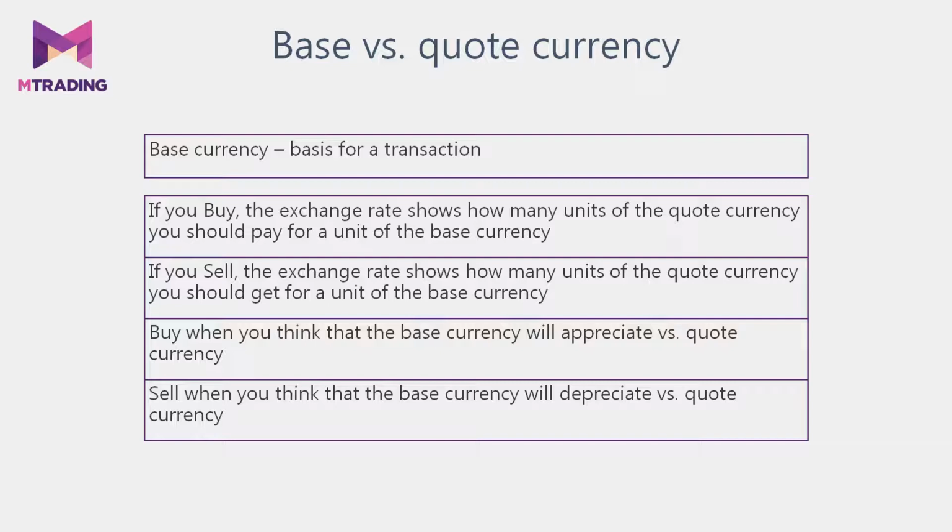Base currency is the basis for a transaction. If you buy, the exchange rate shows how many units of the quote currency you could pay for a unit of the base currency. If you sell, the exchange rate shows how many units of the quote currency you should get for a unit of the base currency. You usually buy when you think that the base currency will appreciate versus quote currency, and you sell when you think that the base currency will depreciate versus the quote currency.